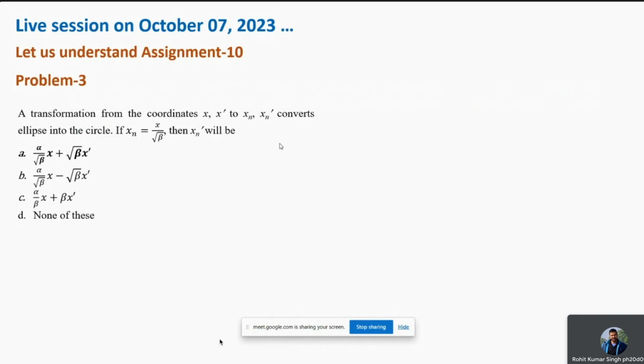In problem 3, we have a transformation from coordinates x, x prime to some other coordinates, say xn and xn prime. Yn, it will be cleared after this solution. It converts the ellipse into a circle. So if this new coordinate is x upon root beta, what will be the other coordinate in this coordinate system which will convert this ellipse into the circle? So let us start with this case.